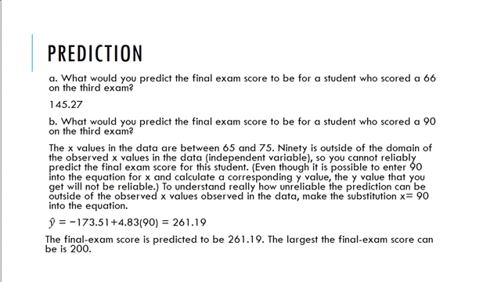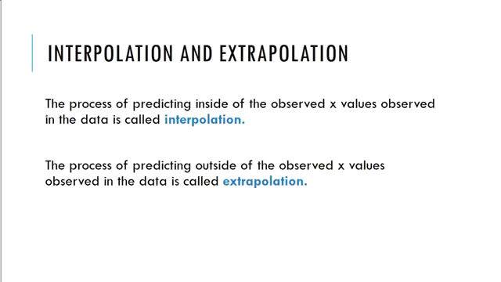You can't use it because the X values only go between 65 and 75, and 90 is outside the domain of those X values. But even if you were to put the 90 in there, it gives you a value of 261.19. And if the final exam can only be out of 200 points, you know you did something wrong. So you always need to be mindful that the X values you're predicting with don't fall outside the range.